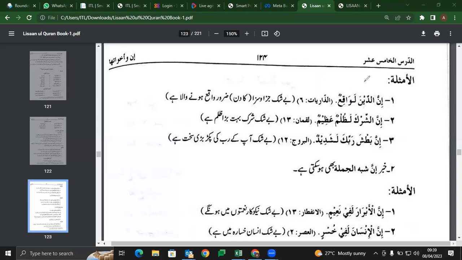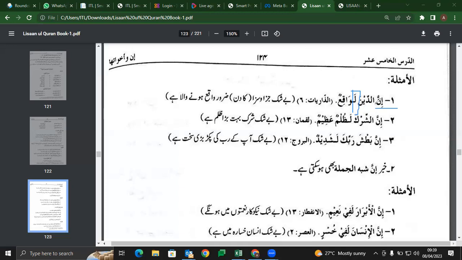But inna already shows emphasis, right? Then why are we adding lam? You're adding it to show more emphasis. So this is the beauty of the language. You already are showing emphasis here, but to add more emphasis, you are adding a lam to it.